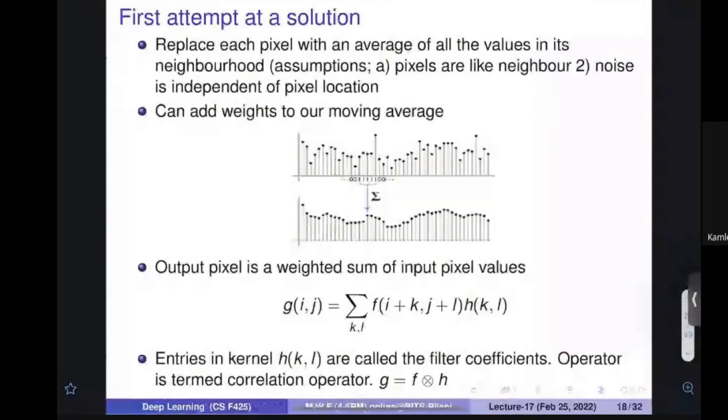Let me wait. Yeah, I think now you are on the right side slide.